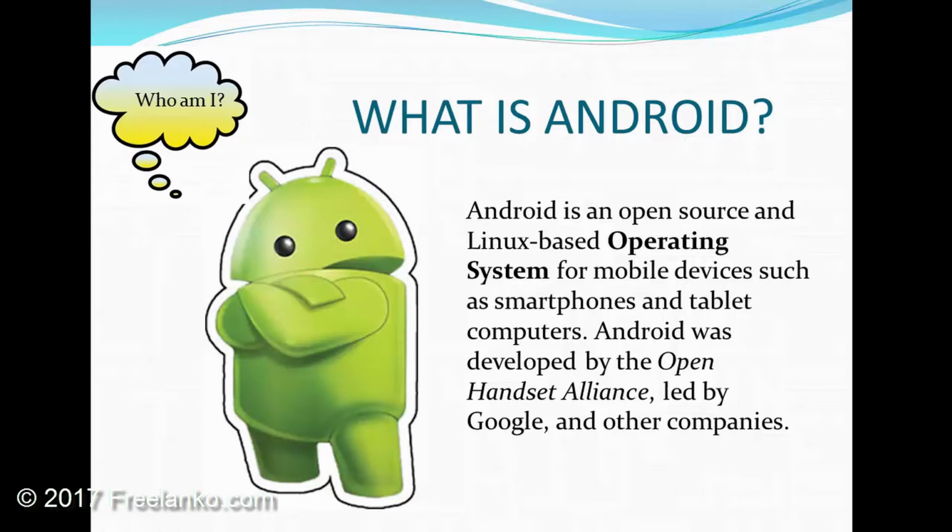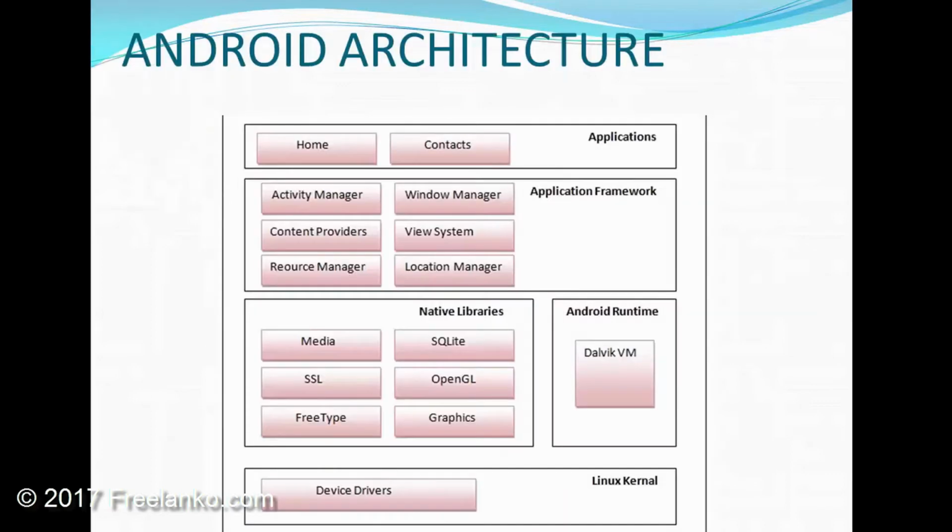Android is an open source software because its source code is made available with a license in which the copyright holder provides the rights to study, change and distribute the software to anyone for the development purpose. Android was first developed by the Open Handset Alliance led by Google and other companies.